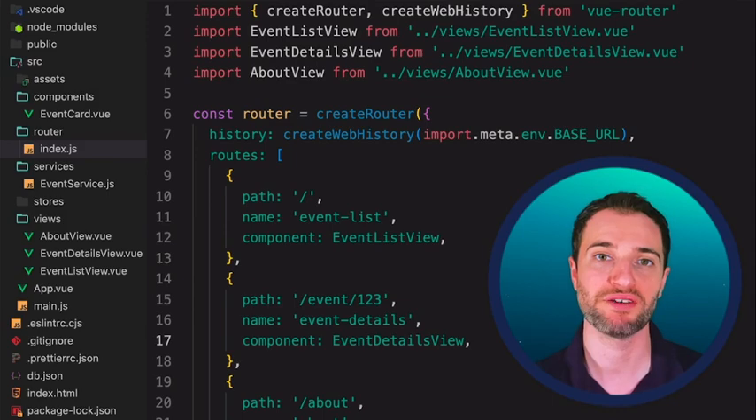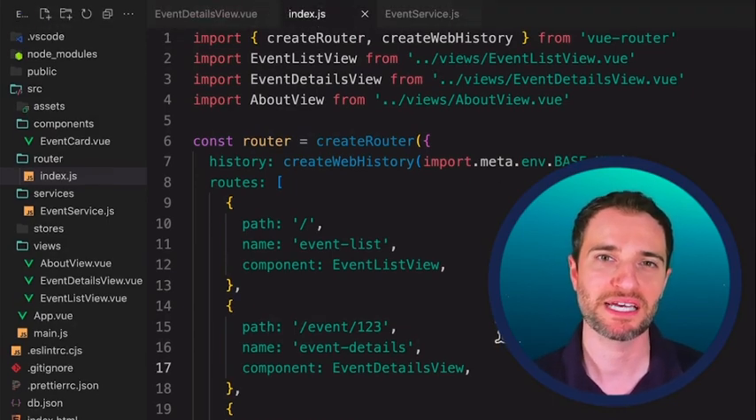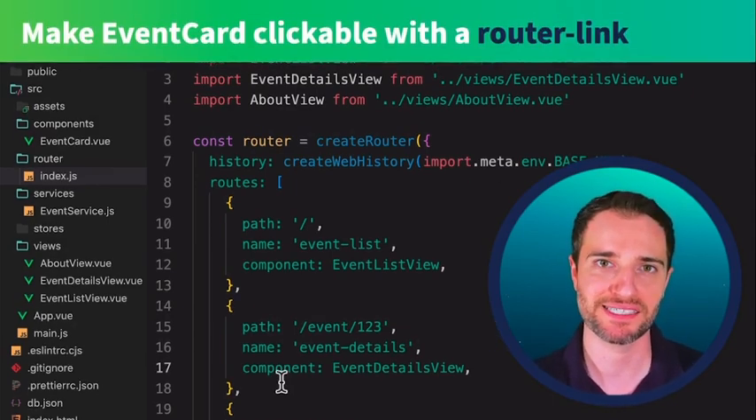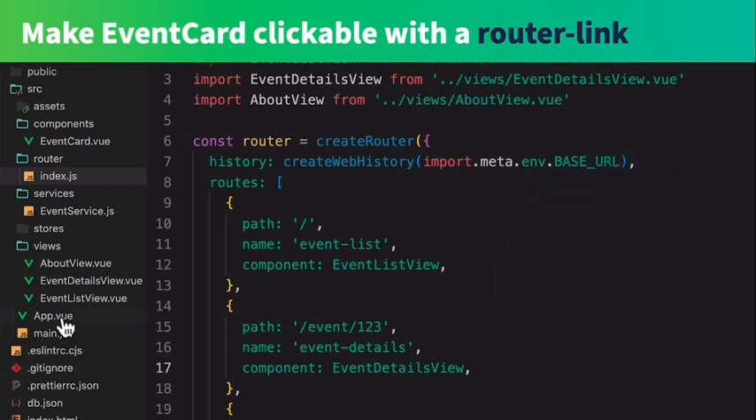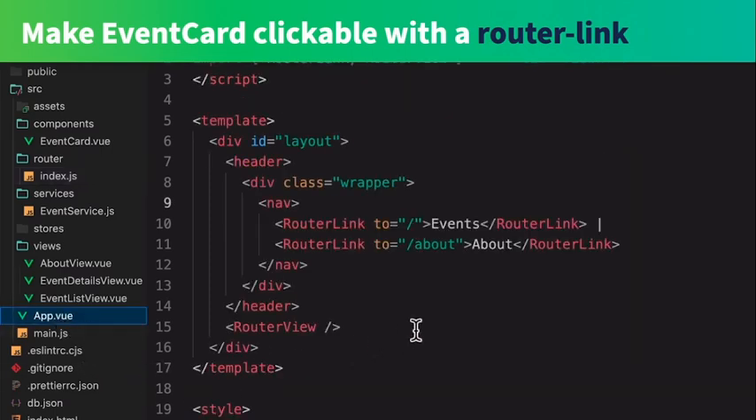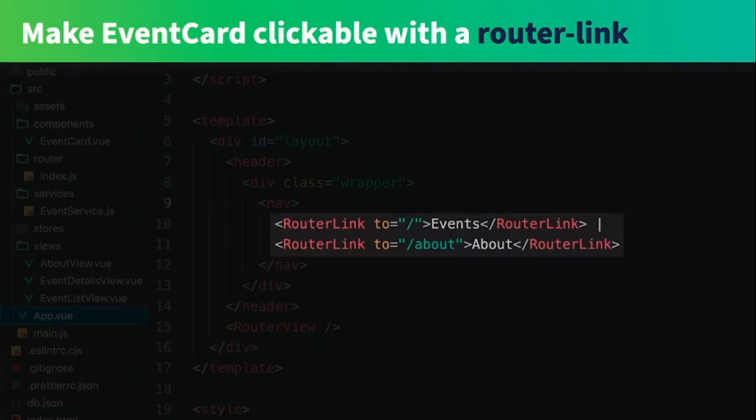So now we have our new event details route, but we need to be clicking somewhere to actually access it. Again, we're going to click on the event cards and then pull up the event details. As a refresher, if we look in app.vue, remember we're using these router links to route to the root, event list, and about routes respectively.